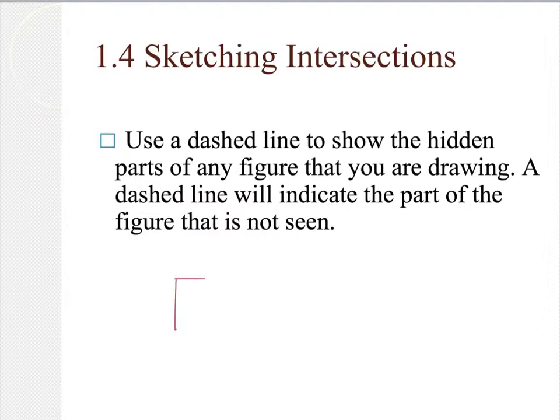So if I make a plane and I have a line that's going to intersect that plane, it's going to come down here, and then underneath it, see that dashed line is going to go underneath it where I cannot technically see it. So you would use that dashed line to indicate the part of the figure that is not seen. That's why it's dashed.